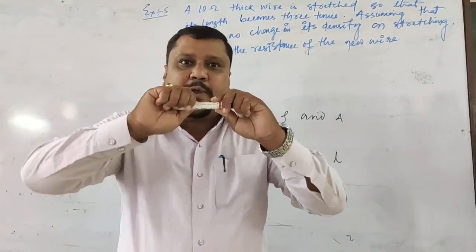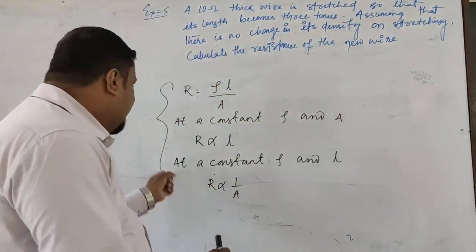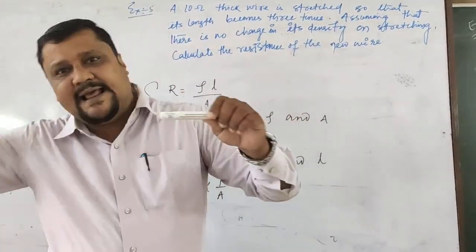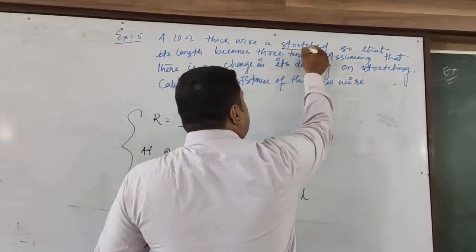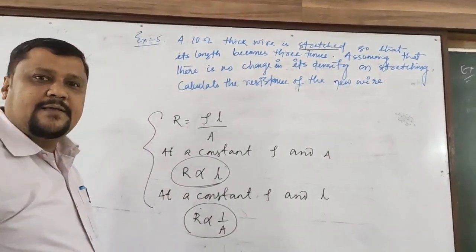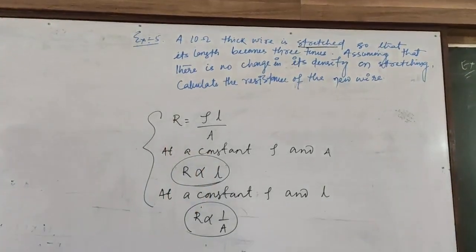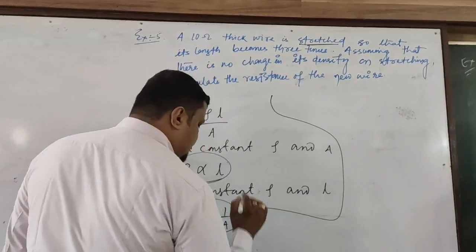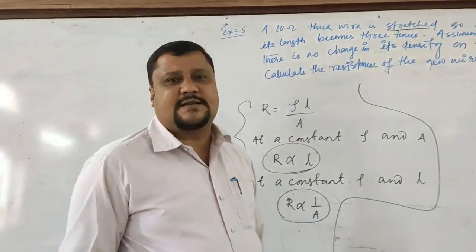On stretching, you cannot keep the area constant. On stretching, length changes and area of cross section changes. So in the stretching case, you cannot put R proportional to L. So what do we do? In the stretching part, what remains constant? When you stretch the wire, the density remains constant.